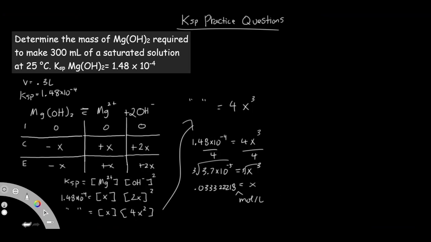Are we done? No, the question is asking to determine the mass of this Mg(OH)2 to make 300 mL. Remember, this is all in concentration, and whenever we deal with concentration, it's always in molarity, moles per liter. So I'll just bring this up here to make it a little bit more clear.